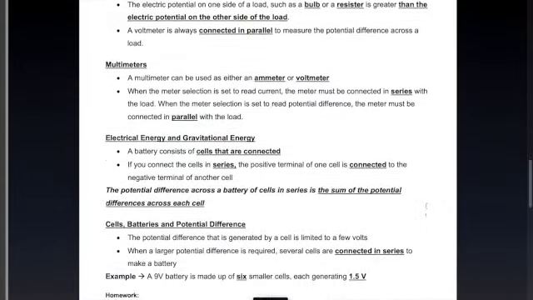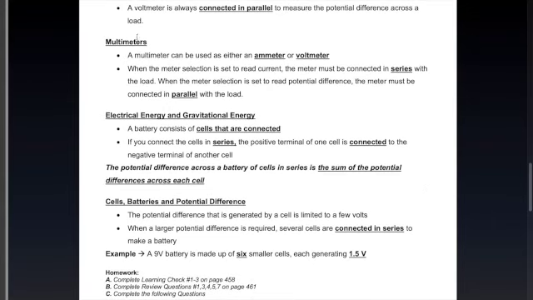So let's talk about multimeters then. We mentioned that a bit. A multimeter can be used as either an ammeter or a voltmeter. It has to be connected in series if it's measuring current, or in parallel if it's measuring voltage.